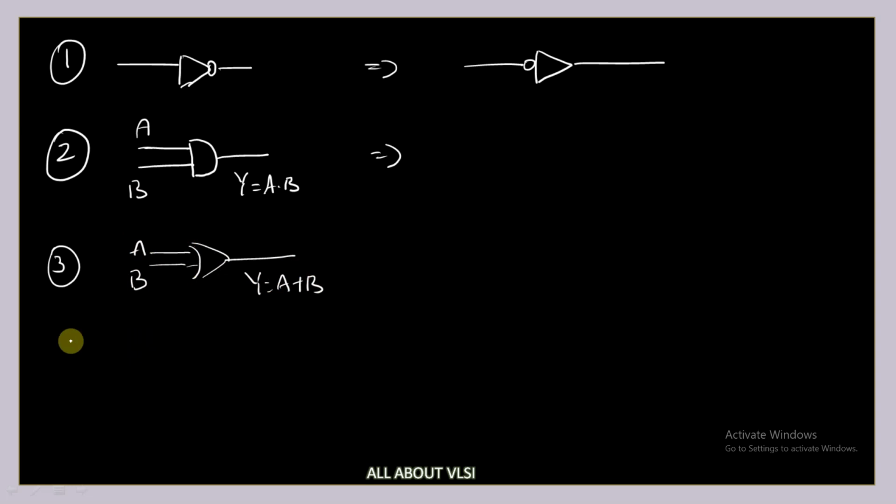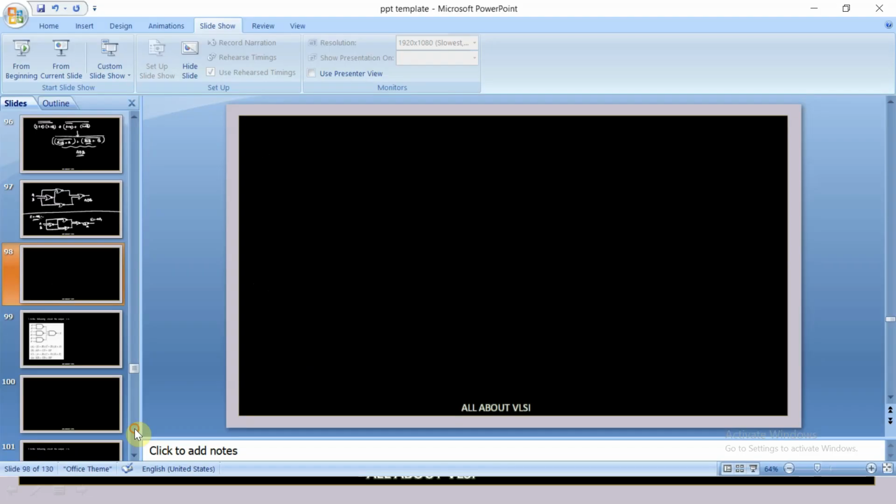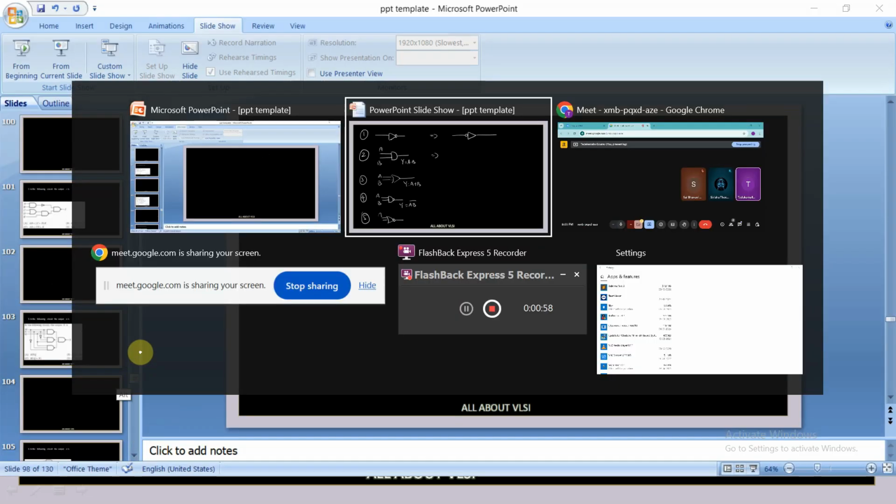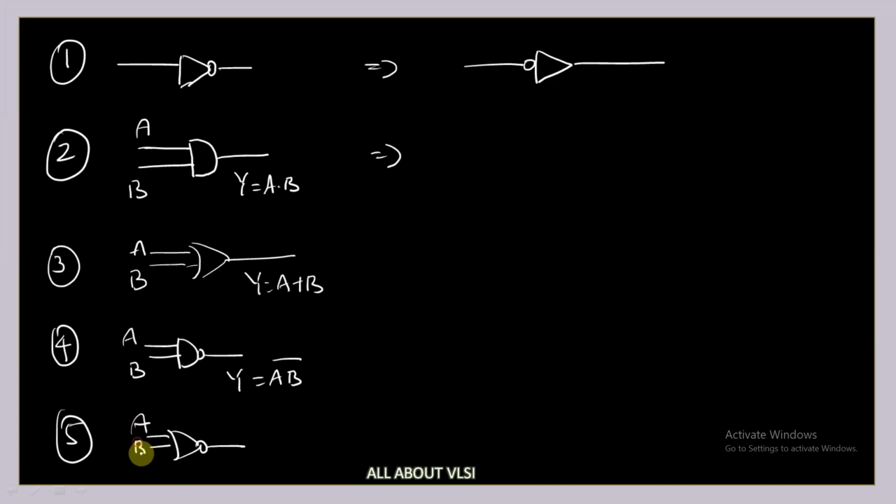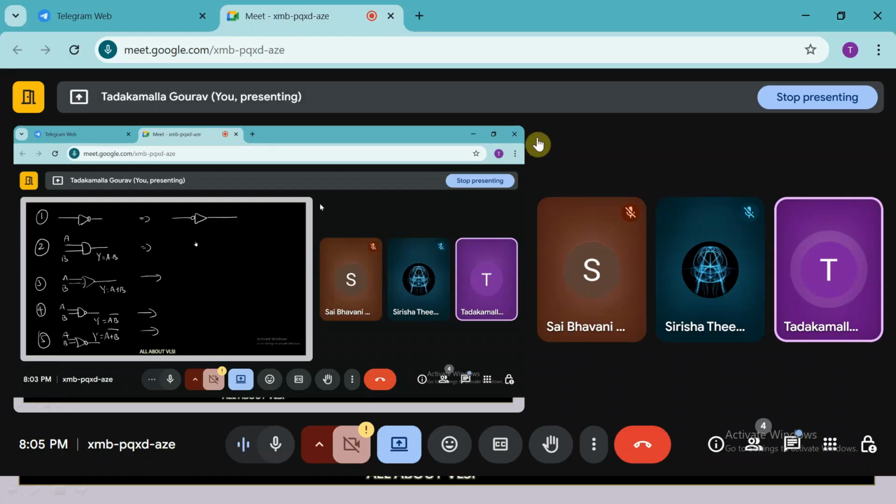And if we have a NAND gate, then what may be the alternate representation of this NAND gate? That is Y is equal to A, B bar. And if we have a NOR gate, then what may be the alternate representation of this NOR gate? A, B, Y is equal to A plus B bar. So how to find out the alternate representations of these gates?